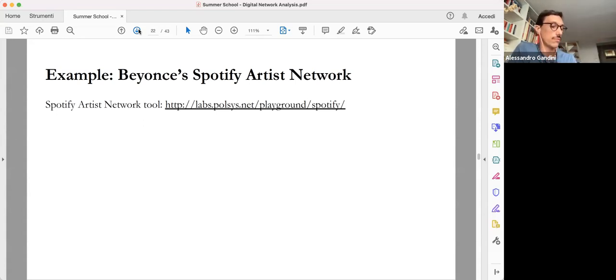This tool that you have the link on is similar to others that I show you later. It's from the same researcher, Bernard Rieder, who is an important digital media scholar, but also a coder, someone who actually does his own software, lucky him. This tool allows you to reconstruct networks of artists on Spotify. It is also a playful way to learn these networks and how they work, because you can search for your favorite musician.